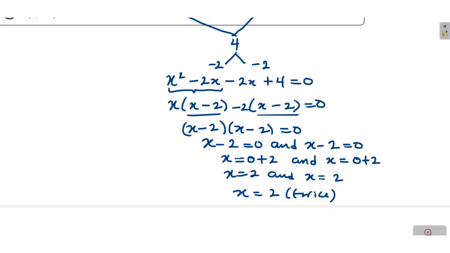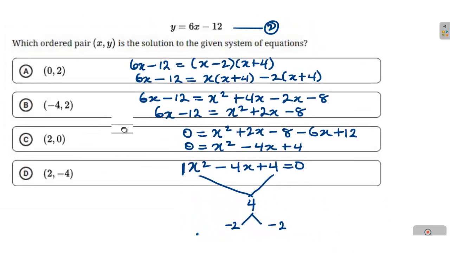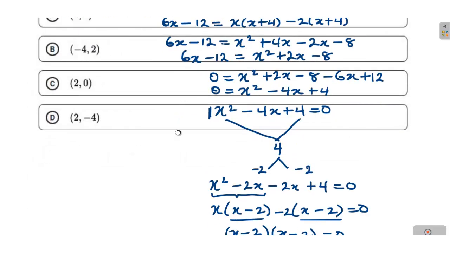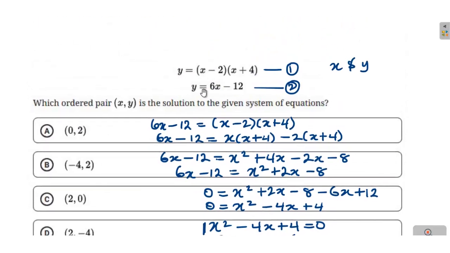So we have gotten one of the ordered pair, which is x is equal to 2. Now we are going to be looking for the value of y. How do we get the value of y? We substitute the value of x in equation 2. That is easier instead of going back to equation 1. And we have y is equal to 6x minus 12.